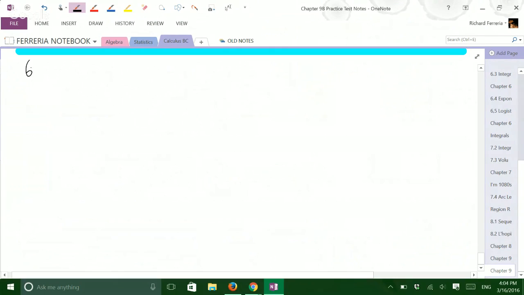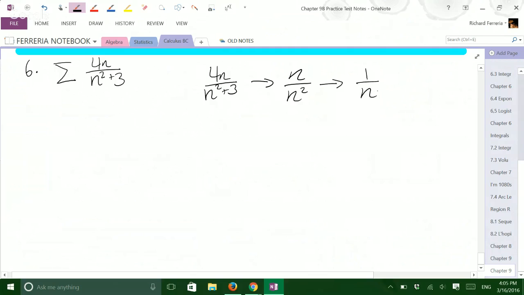And number 6, we just got to figure out if this converges or not using a limit comparison test. And the way that we do this is we need to come up with a p-series which behaves similarly to this series. So let's take that general term, 4n over n squared plus 3. Let's take out all the constants. Let's simplify that final ratio. This is the series we're going to compare it to, 1 over n.